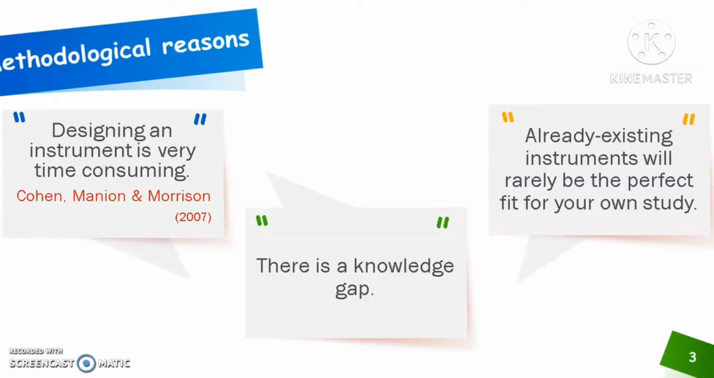Why did we make this decision of designing our own instrument? There were 3 main reasons. As you can see, designing an instrument is very time-consuming, especially in the case of questionnaires, according to Cohen, Manning, and Morrison. These can induce researchers to avoid creating their own instruments and to try to use already existing ones. But they might not be the perfect fit for their study.